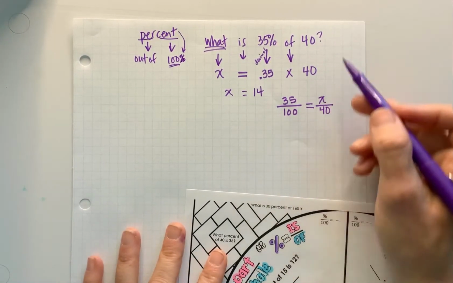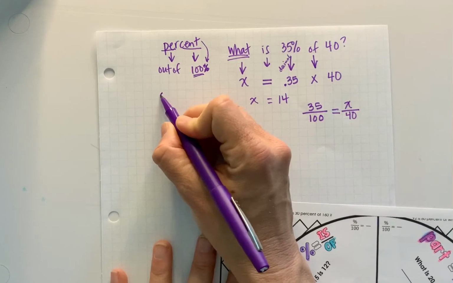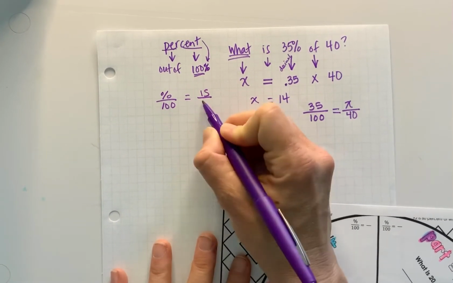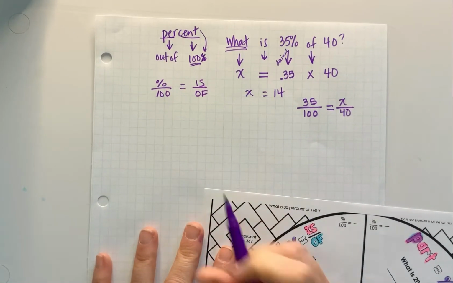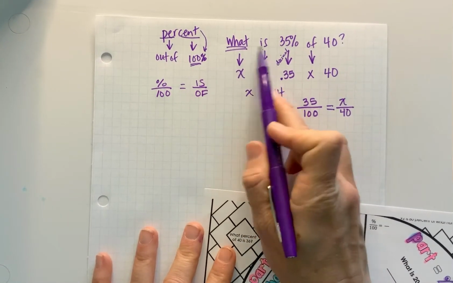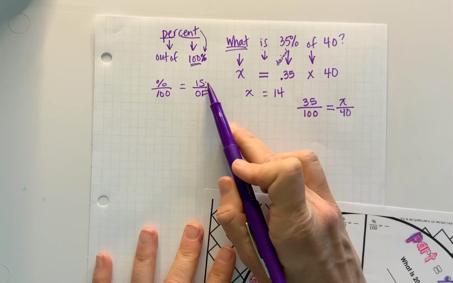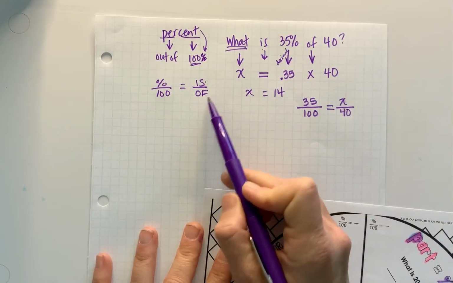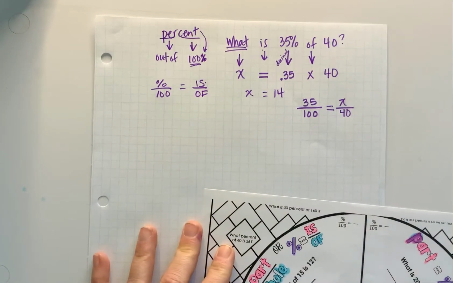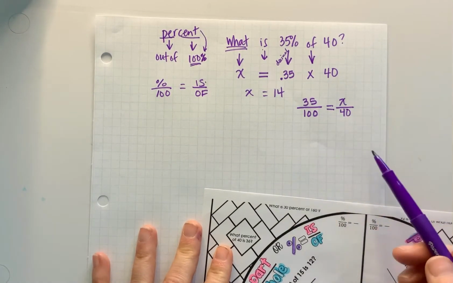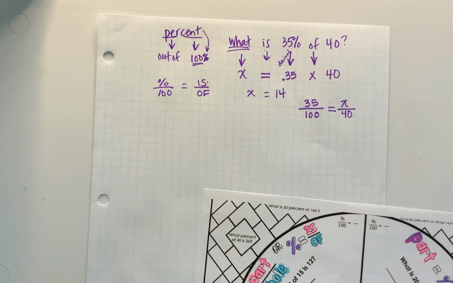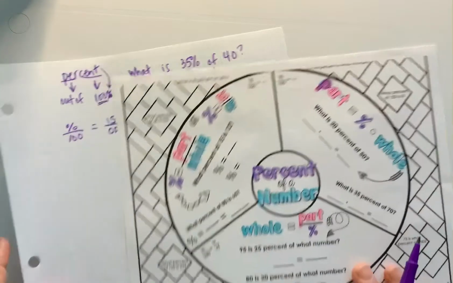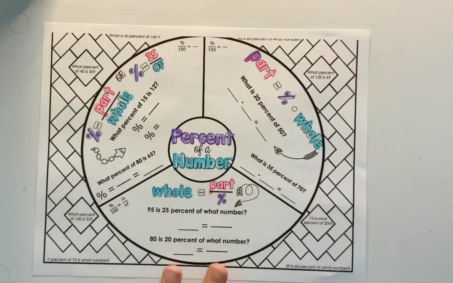So another little formula you can use to remember is percent out of 100 equals is over of. So is, what is, that's your unknown. That's going to be the numerator. Of 40, that's going to be the denominator. So I can set up and then solve for my proportion that way using any of the strategies you recall from solving proportions. Okay, so now that we have the background there, let's jump into this wheel.